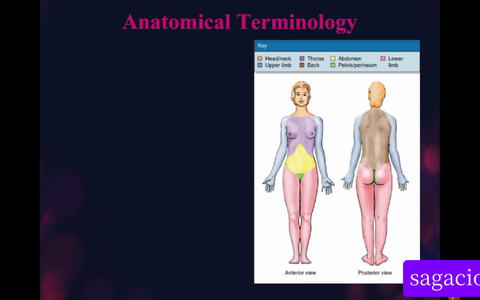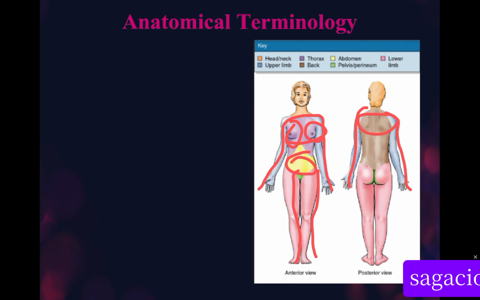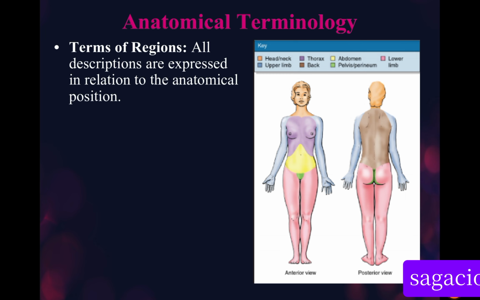So we are still under the anatomical terminologies. These areas in blue are usually recognized as our upper limbs. These areas are our upper limbs. These areas are our lower limbs, and this is our abdomen. Now we have terms of region. All descriptions are expressed in relation to the anatomical position.